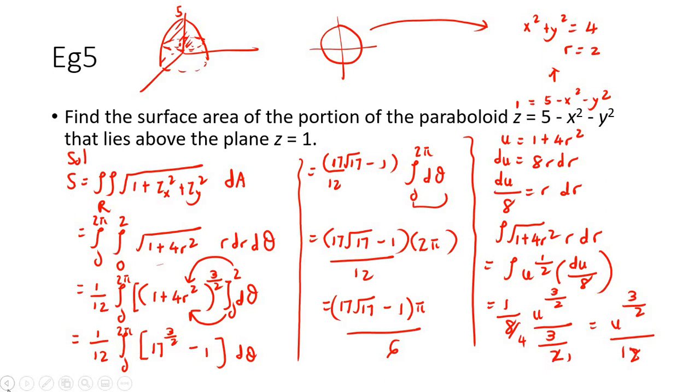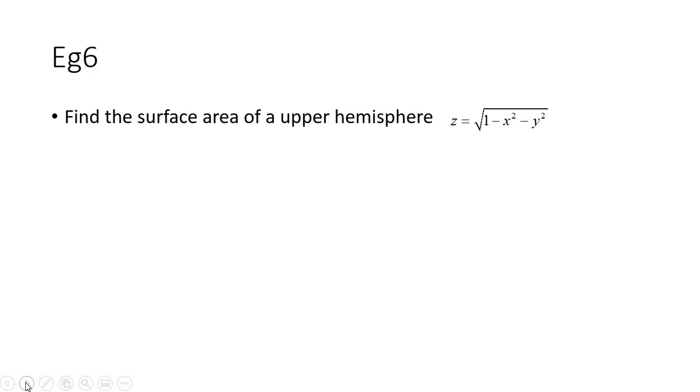Okay, this is example 5. Okay, the last example. Find the surface area of the upper hemisphere z equals the square root of 1 minus x squared minus y squared. So when you square up everything, this is x squared plus y squared plus z squared equal to 1. This is a unit sphere with radius 1 unit. And then the sphere is cut at z equals 0. That's why you get the upper hemisphere.